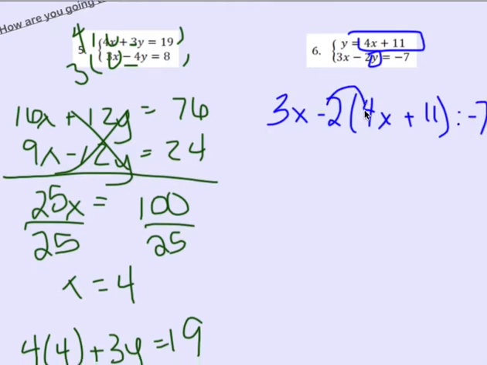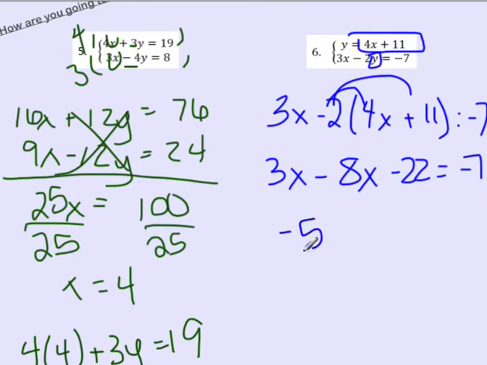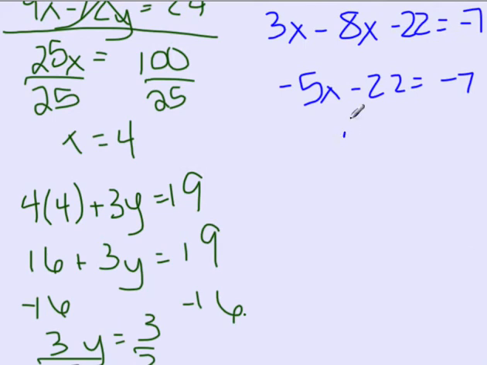So now we're going to take that negative 2 and distribute it into both things in that parenthesis. Negative 2 times 4 is negative 8x. Negative 2 times 11 is negative 22, and that's equal to negative 7. So negative 3x minus 8x is negative 5x, minus 22 is equal to negative 7. So now what I'm going to do is add 22 to both sides. So then we get negative 5x, and that's going to be equal to negative 7 plus 22, which is 15.